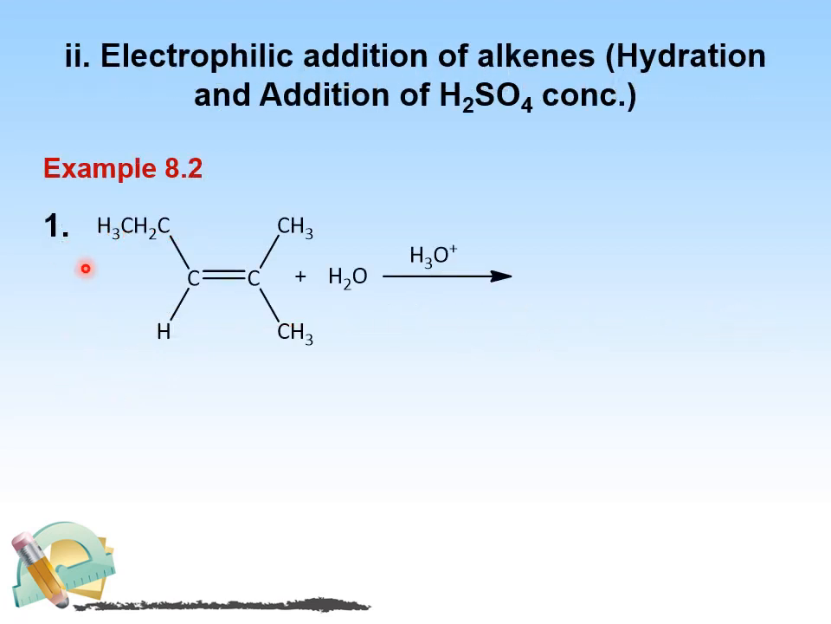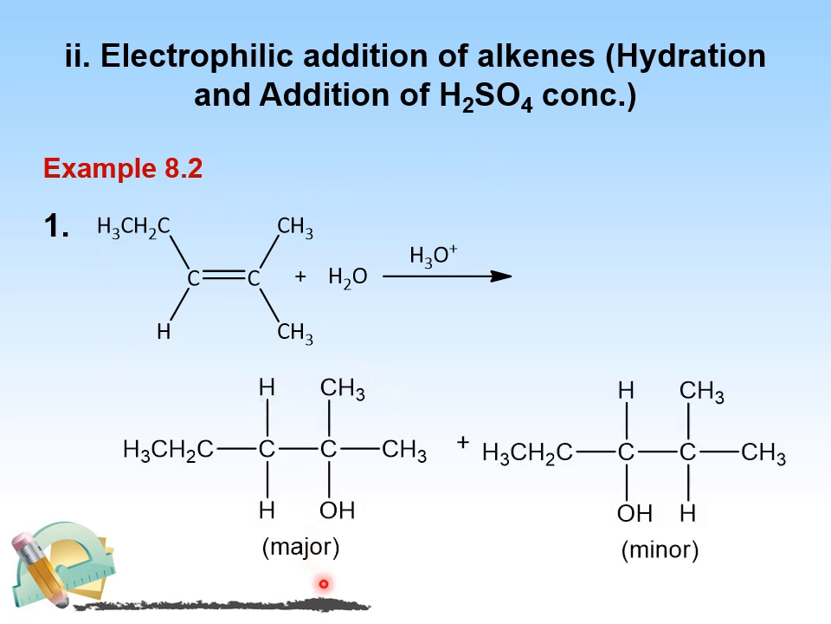Right, example 8.2 is giving us a revision of electrophilic addition on alkenes using H2O, H3O+, and or sulfuric acid. This reaction is going to form 2 products, major and minor, but how are we going to determine this? By using Markovnikov rule. What does Markovnikov rule say? The hydrogen will be attached to the carbon that has the most number of hydrogen.